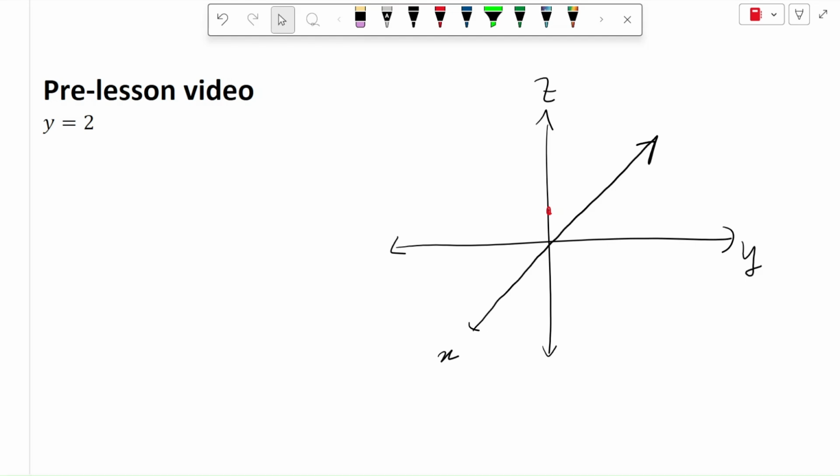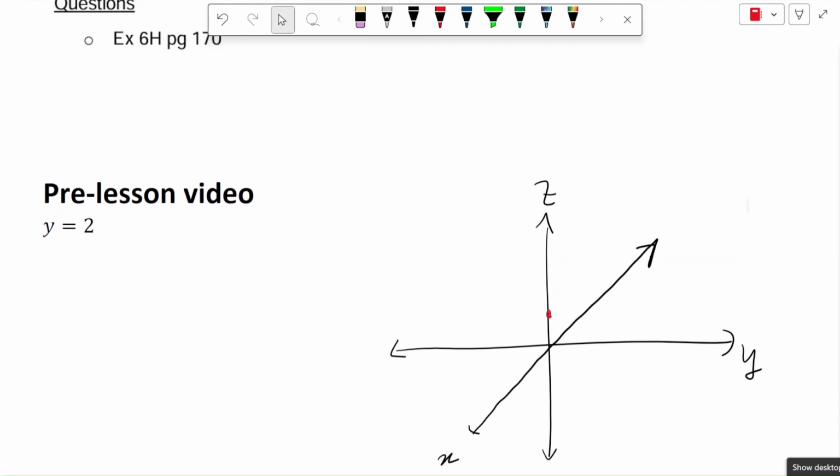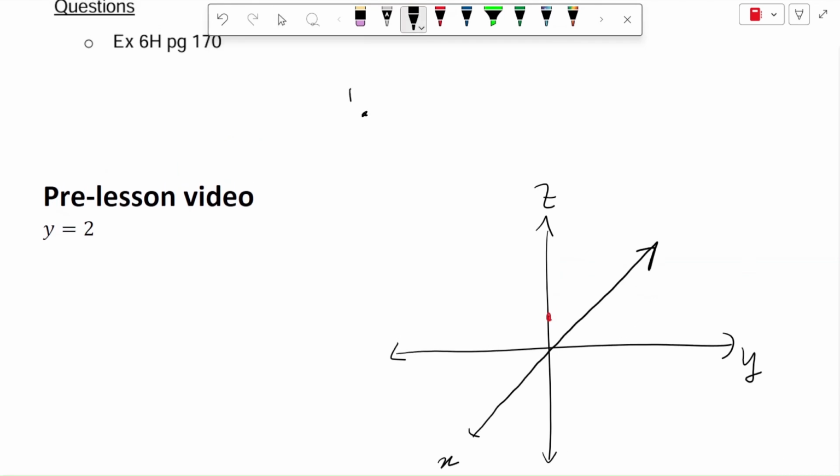Okay, in this video we're looking at planes. When you're dealing with a zero-dimensional object, that's a point. If you're dealing with a one-dimensional object, that's a line. And if you're dealing with a two-dimensional object, that is a plane. Sort of looks like a sheet of paper. It just sort of extends out infinitely in all directions.